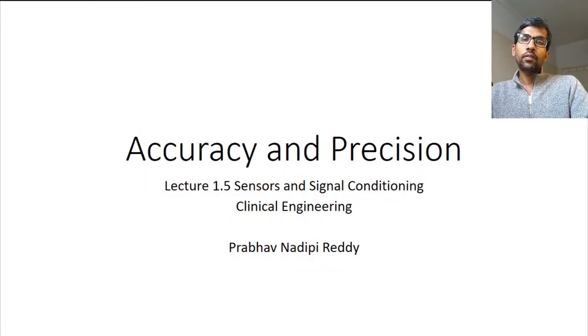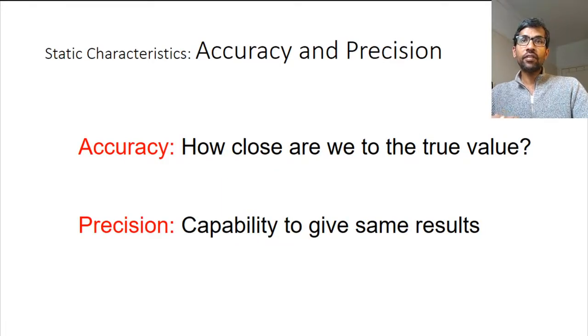Next, let us talk about two properties called accuracy and precision. We'll define accuracy as how close we are to the true value of the quantity that we are measuring. So imagine a temperature sensor, and you have just measured a temperature of 10 degrees Celsius using it. How close is that 10 degrees to the actual temperature of the object?